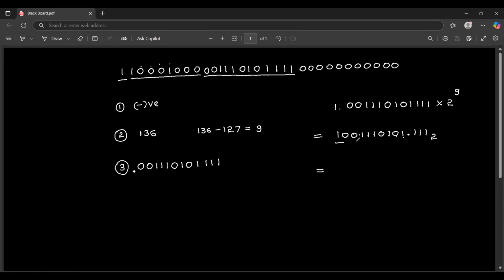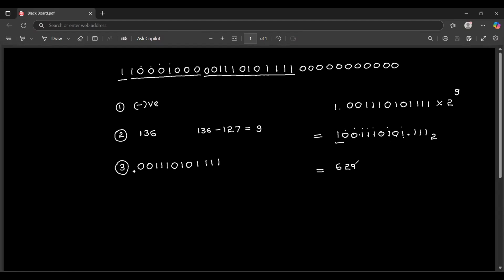Well, this is 512, 256, 128, 64, 32, 16, 4 and 1. Okay, so now we have 1 plus 4, 5, 5 plus 16, 21, 21 plus 32, 53, 53 plus 64, 117, 117 and 512 is equal to 629.